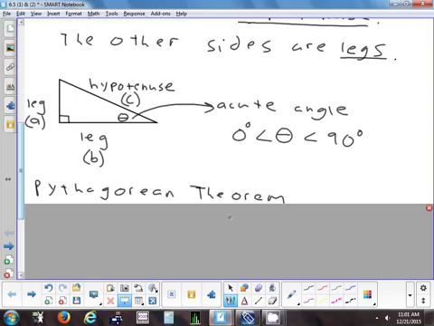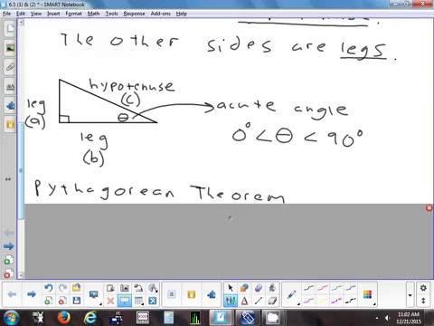All right, the next thing we're going to look at is a theorem that relates all the sides. We're going to look at what the theorem is and then where it comes from. Why is that what the theorem is? Which you may or may not have done before. So what's the Pythagorean theorem?